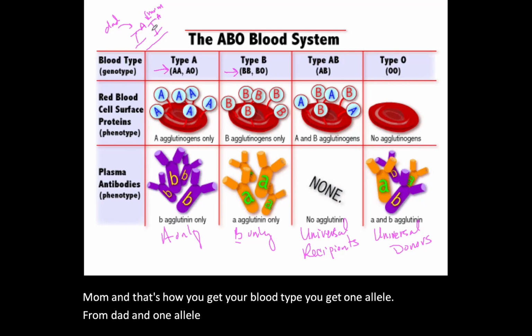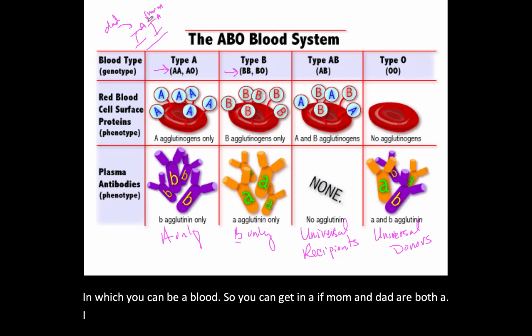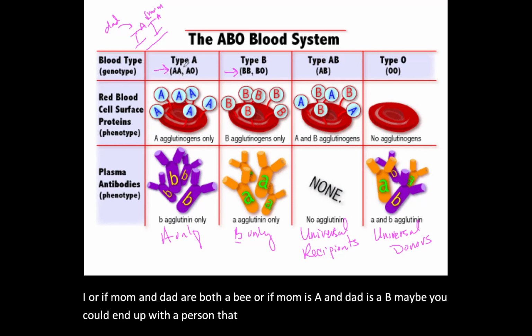Well, there's a couple different ways in which you can be A blood. So you can get an A if mom and dad are both A, right? Or if mom and dad are both AB, or if mom is A and dad is AB maybe. You could end up with a person that is A.